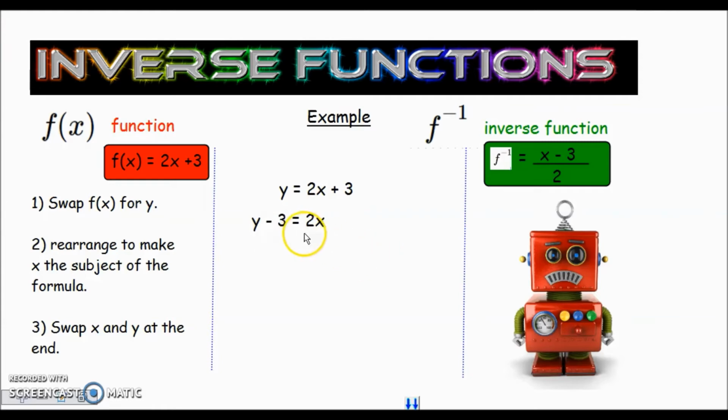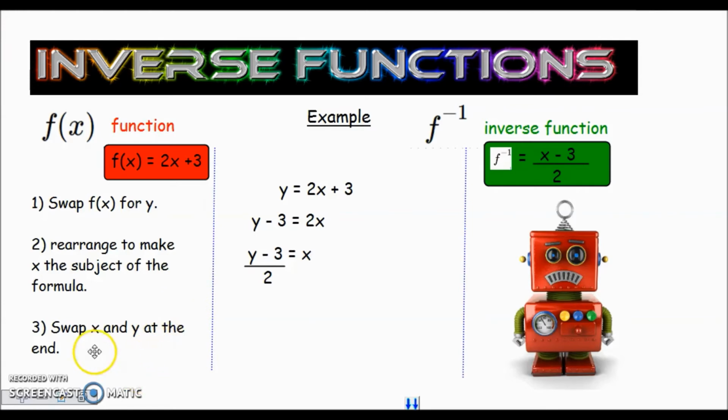The next step is to get rid of the times by 2. So it's timesing by 2, and if I want to move it to the other side, it will do the inverse. It will divide the other side by 2. So it will look like this once we've rearranged it. Here we don't have any divide signs in algebra, so we use a fraction line to represent our division. So we've got y minus 3 all being divided by 2, and now x is the subject of the formula. So we've finished step 2.